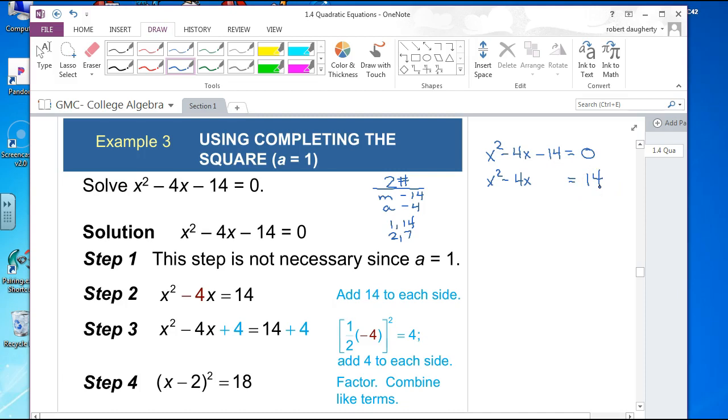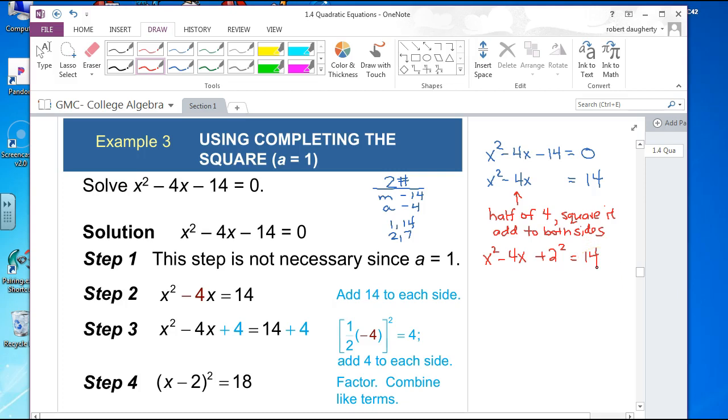And now I want to figure out what I can do that makes the left side factorable. So here's the process. The number you have here is negative 4. So you take half of that coefficient 4 and you square it, and you're going to add it to both sides. And you'll see why this works in just a moment. So I'm going to write this as x squared minus 4x. What is half of 4? That's 2. So I'm going to add 2 squared.